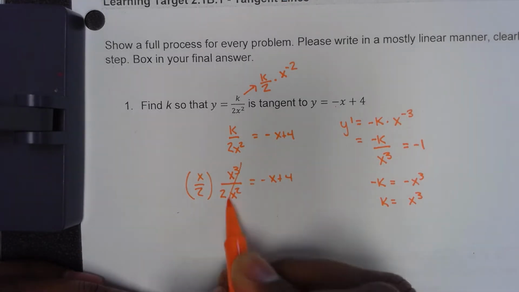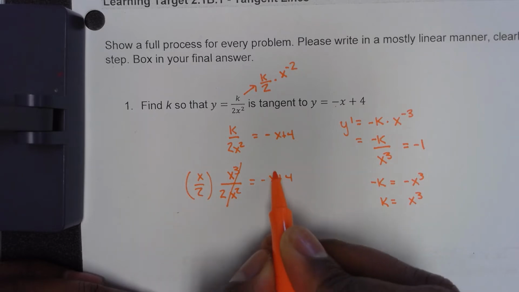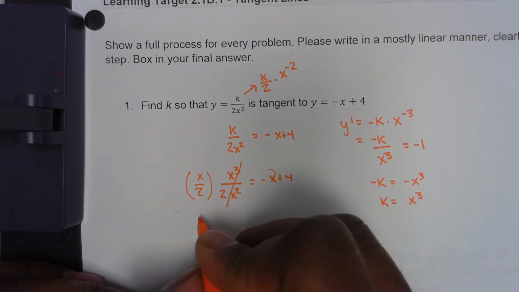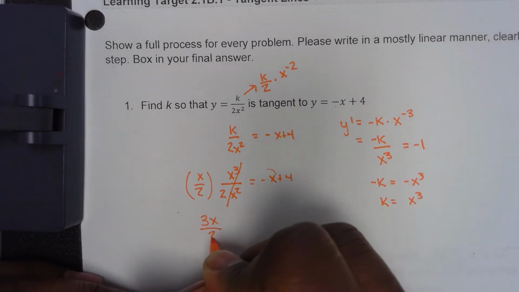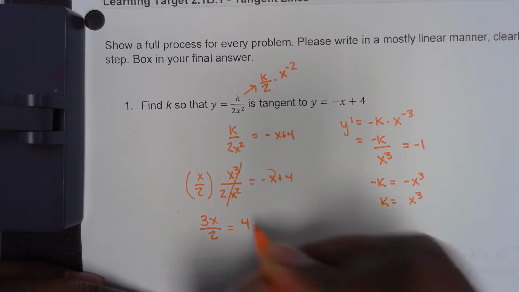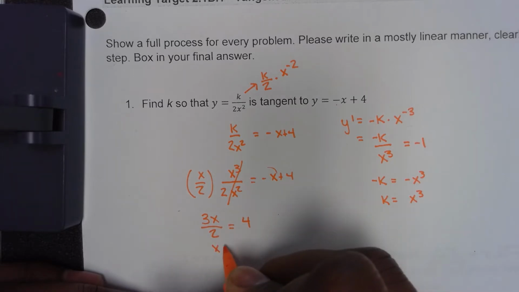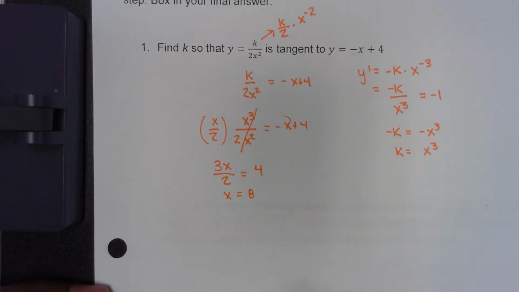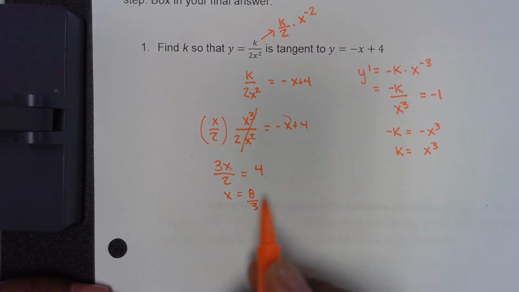So we don't need this. So if x over 2 equals negative x plus 4, say we add this x over here, we would get 1x plus half x is 3x over 2 equals 4, and if we divide by 3 halves on both sides, we would get x equals 8 thirds. So x equals 8 thirds.